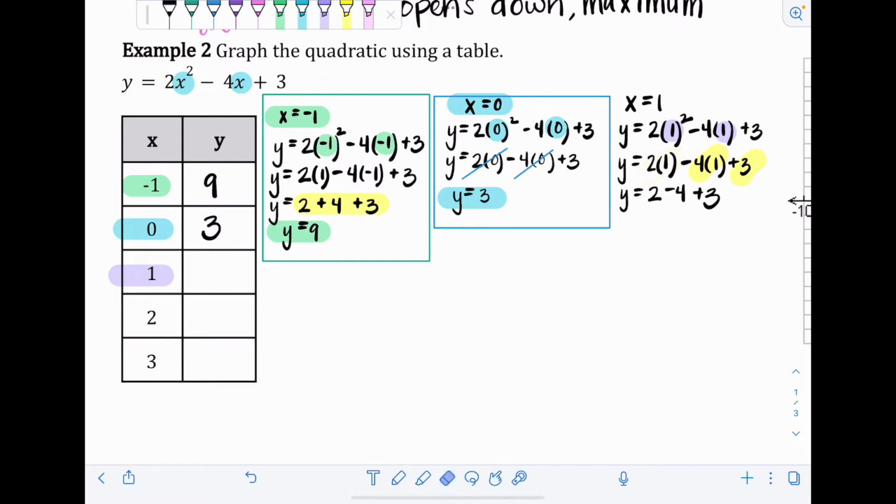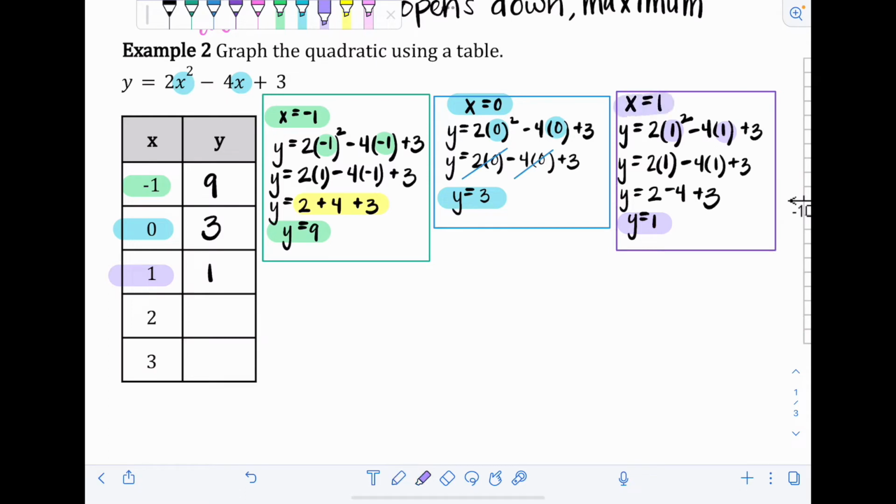And then now for addition and subtraction, a lot of people want to add first. It does come first in PEMDAS, but between addition and subtraction, there's no order. So you just go left to right. So we would do 2 minus 4 is negative 2, and then plus 3 is 1. So y equals 1. So if you just have addition and subtraction left, you always just go left to right. And then y equals 1 would go in our next spot in the table.